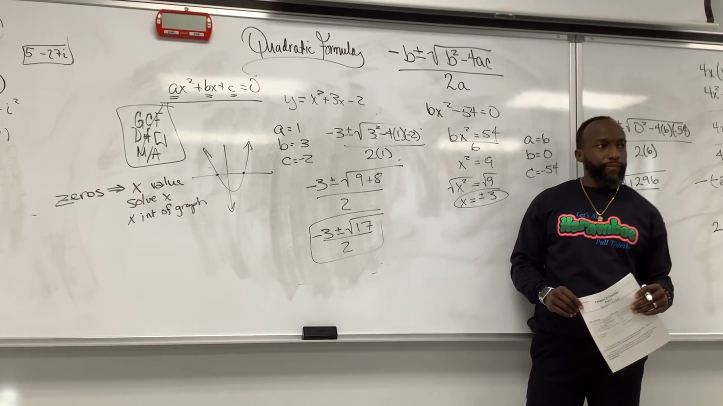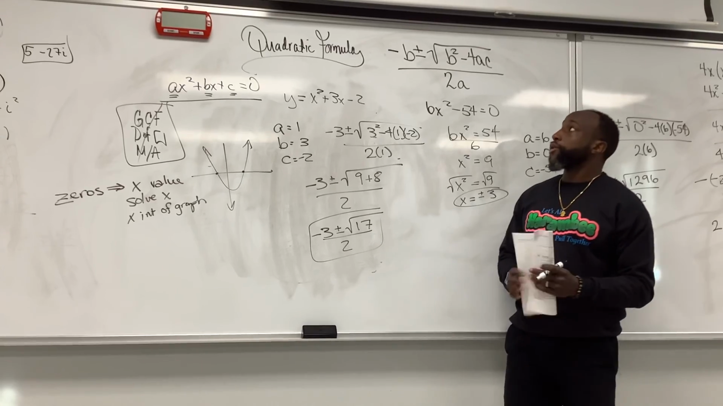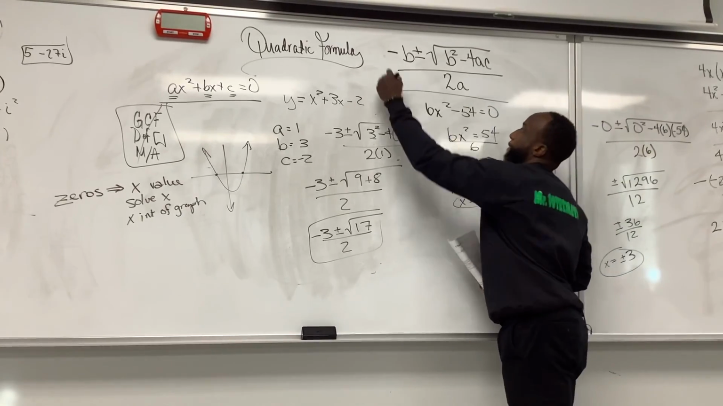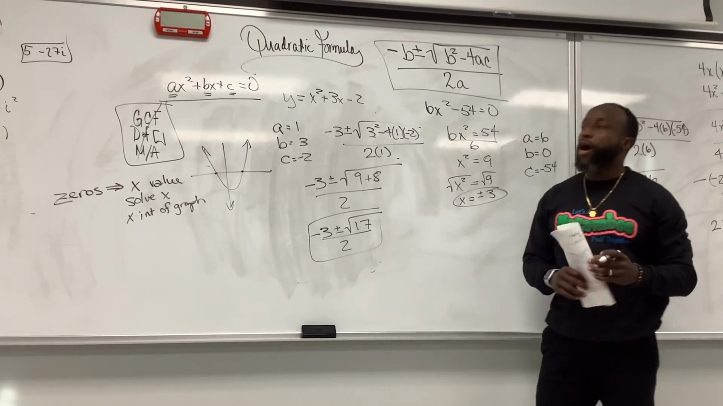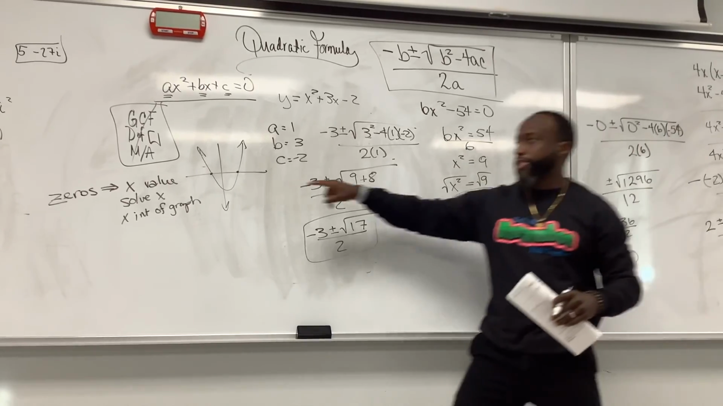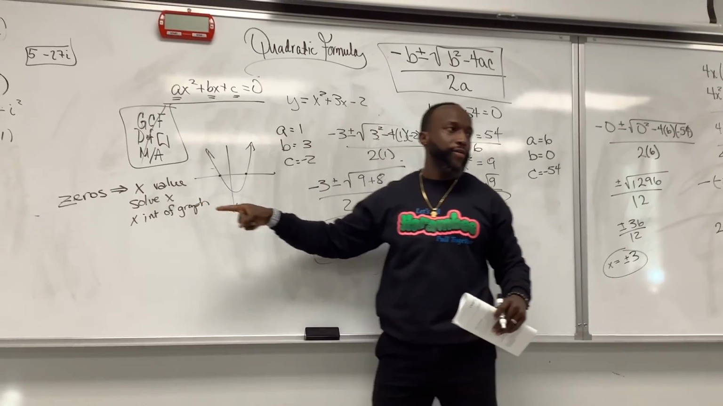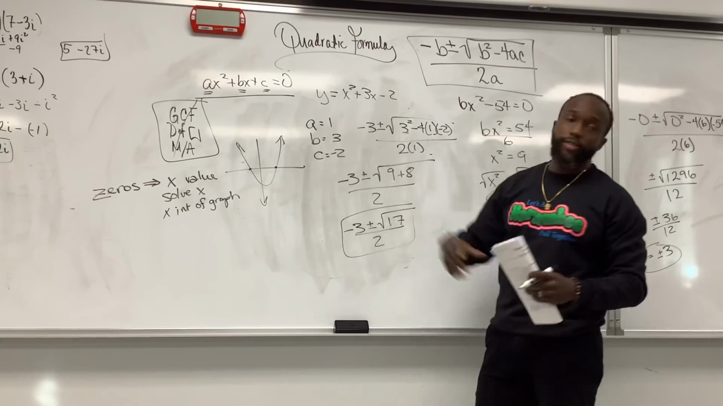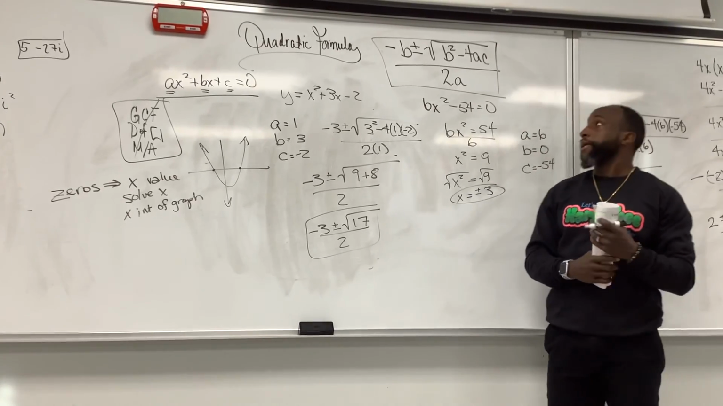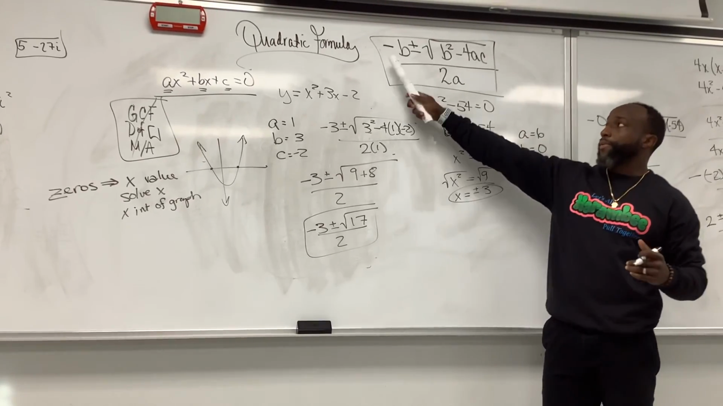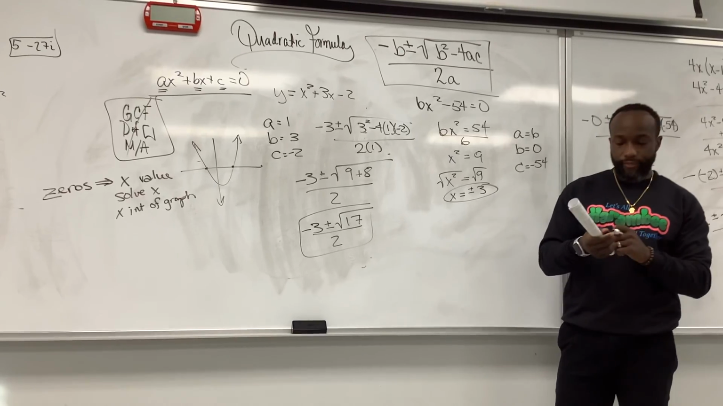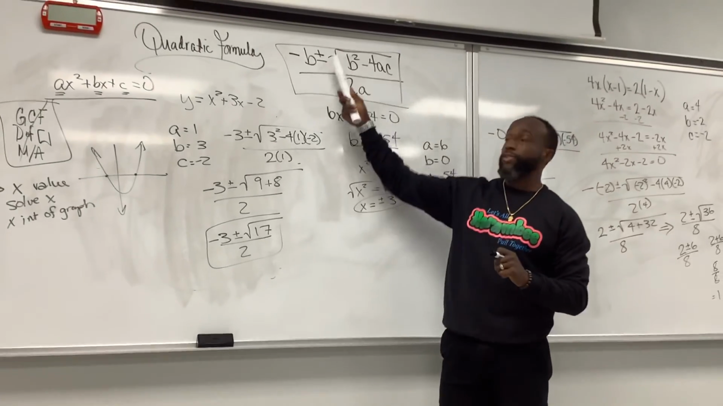Okay? So again, the quadratic formula can always give you your zeros, your x values, the solution to the quadratic equation. And just remember that negative b on the outside, plus or minus, means you have two solutions.